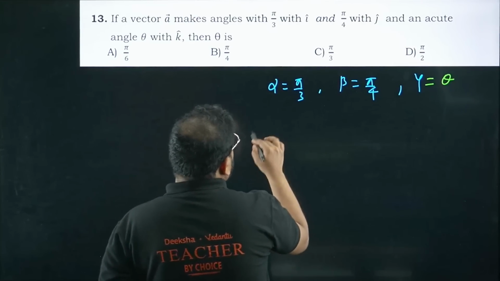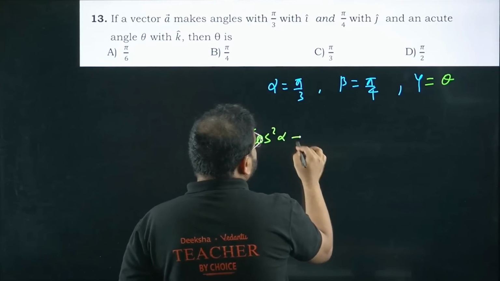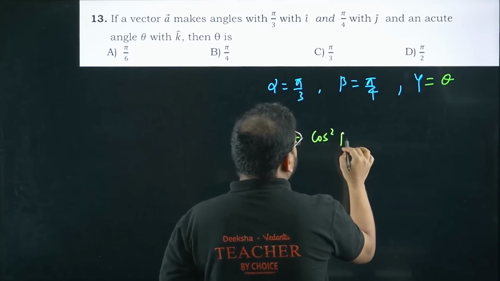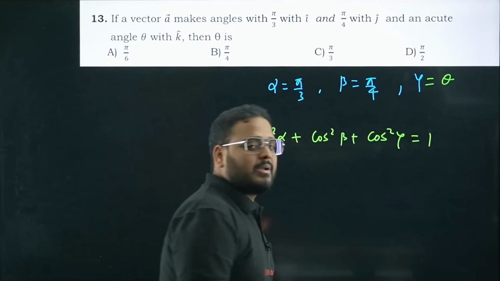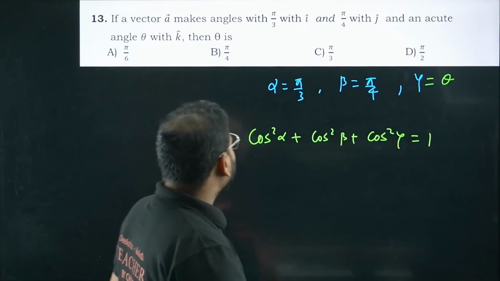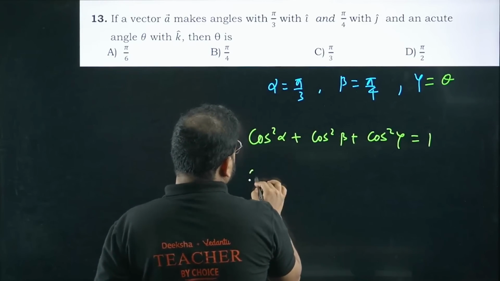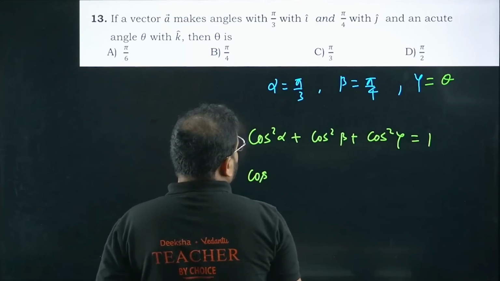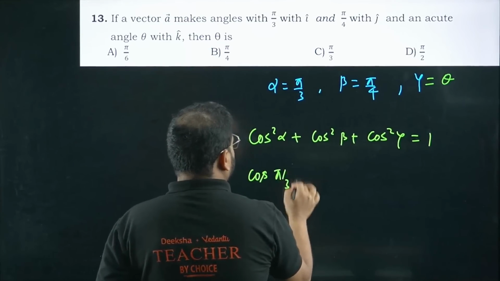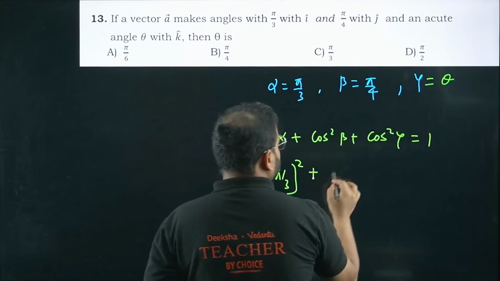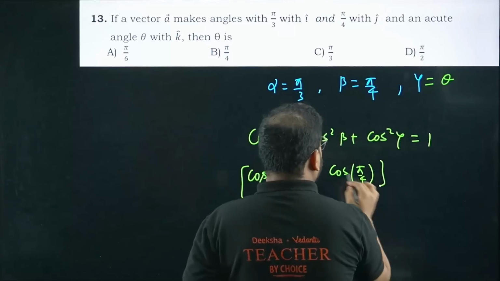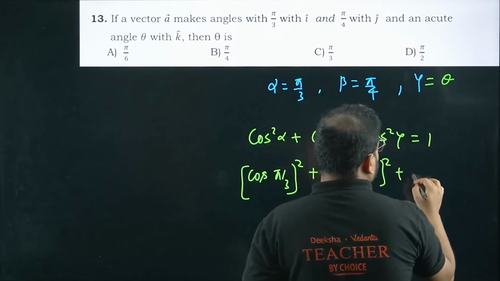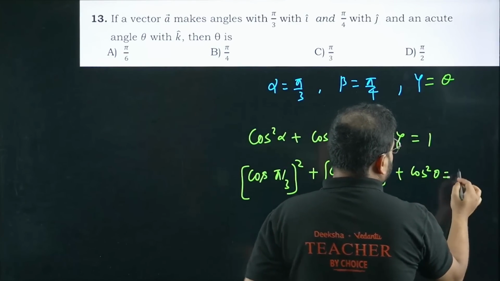We know this formula. So cos square alpha plus cos square beta plus cos square gamma is 1. L square plus m square plus n square is 1. Okay, what we have? It's going to be cos of pi by 3 the whole square plus cos of pi by 4 the whole square plus cos square of theta equals to 1.